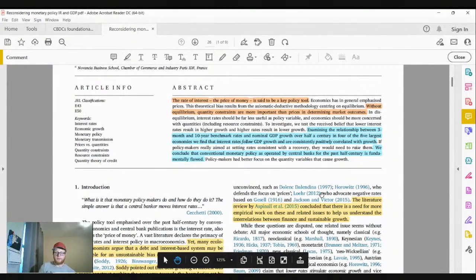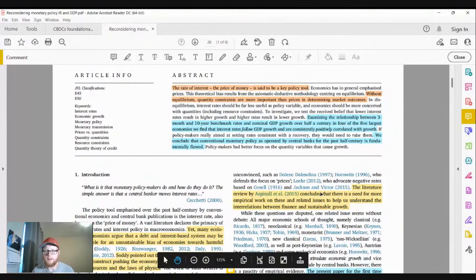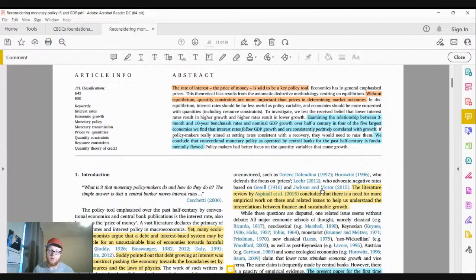So basically, in the abstract: examining the relationship between 3-month and 10-year benchmark rates and nominal GDP growth over half a century in 4 of the 5 largest economies, we find that interest rates follow GDP growth and are consistently positively correlated with growth, meaning they move in the same direction, right? So as economic growth increases, so do interest rates. And once more, the interest rates lag behind growth. So as growth increases, the interest rates will increase, and vice versa when they come down, right?